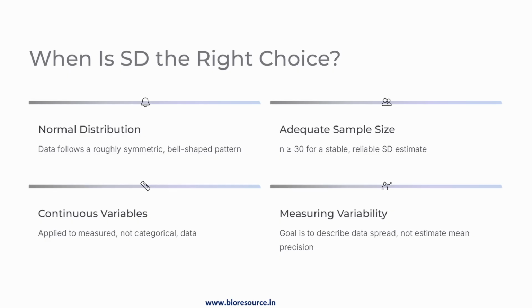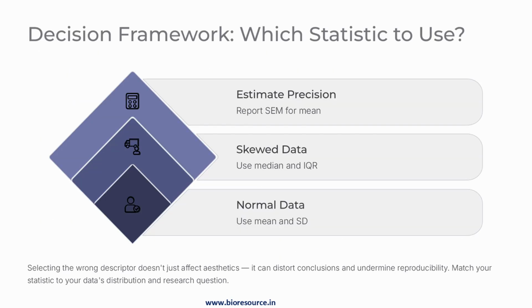A simple framework can help make this decision easier. For normal data, use mean and standard deviation. For skewed data, use median and interquartile range. If you are describing the precision of the mean, then use standard error. Choosing the correct measure makes a significant difference in how your data is interpreted.